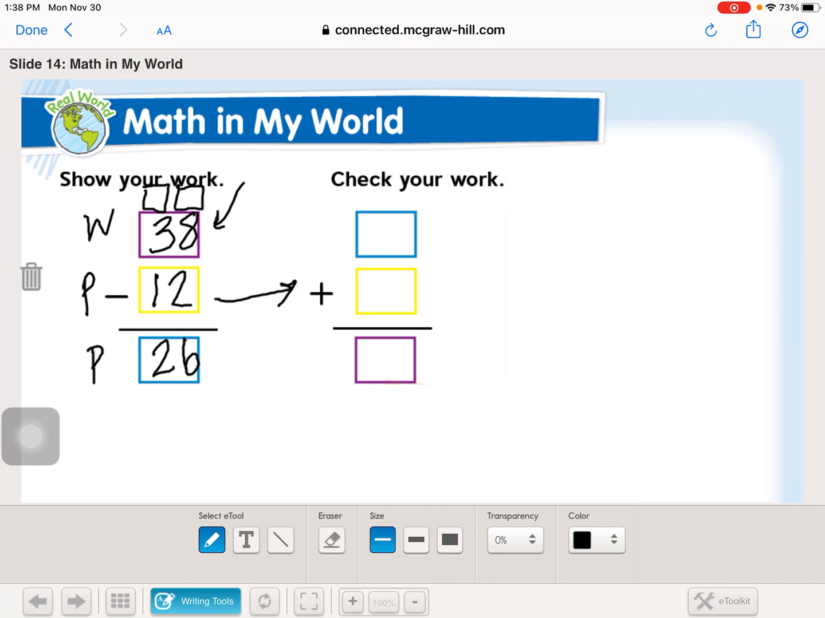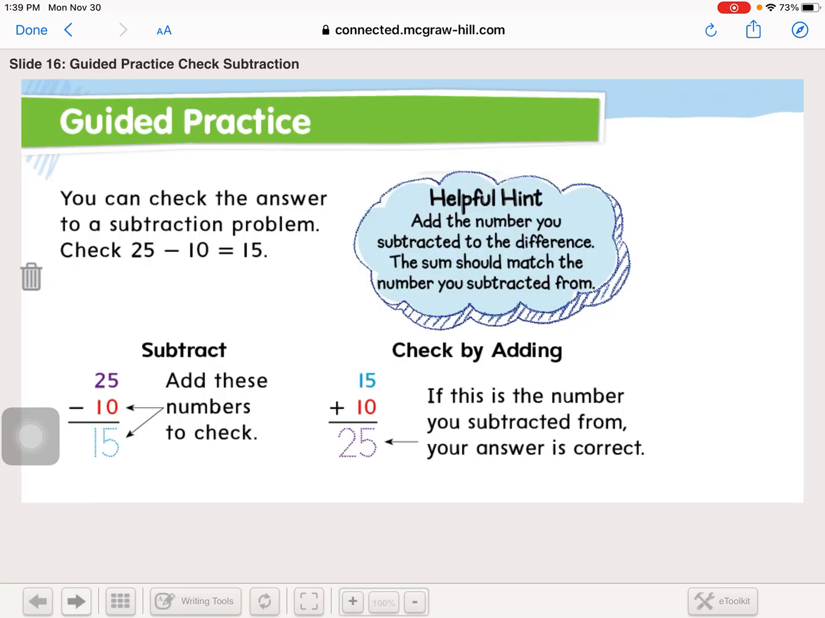So now I'm going to take my parts and add them together, and I should end up with the same whole, but let's see. So my blue, I have 26, and the yellow, I have 12. You should be writing this in as well. 6 plus 2 equals 8. 2 plus 1 equals 3. And sure enough, 38 and 38. So we have done that correctly.